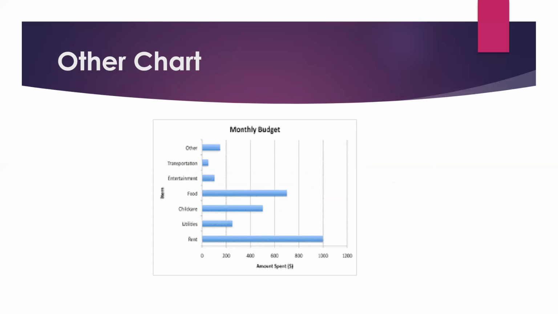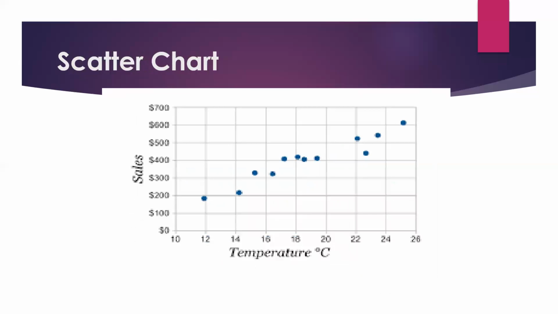Next, let us see other charts. Other charts include the surface chart, bubble chart, and radar chart. These are all other types of charts. This is one example of another chart. Next, let us see the scatter chart.